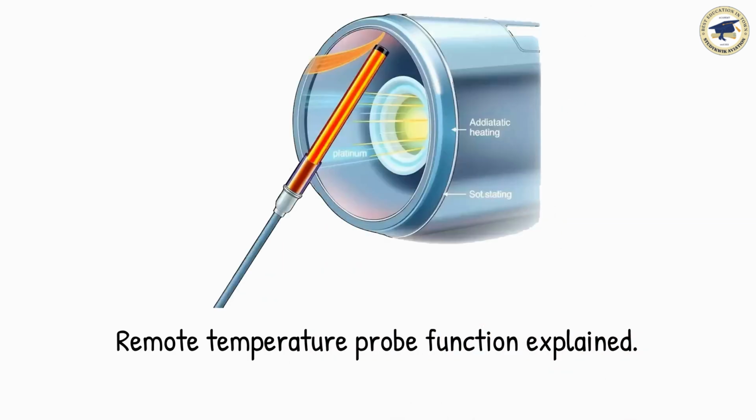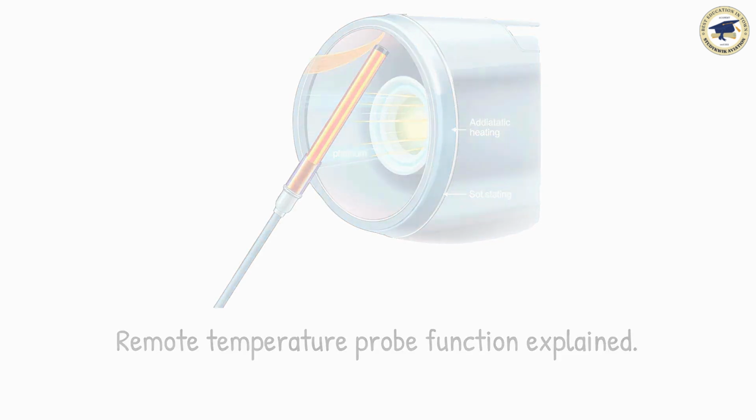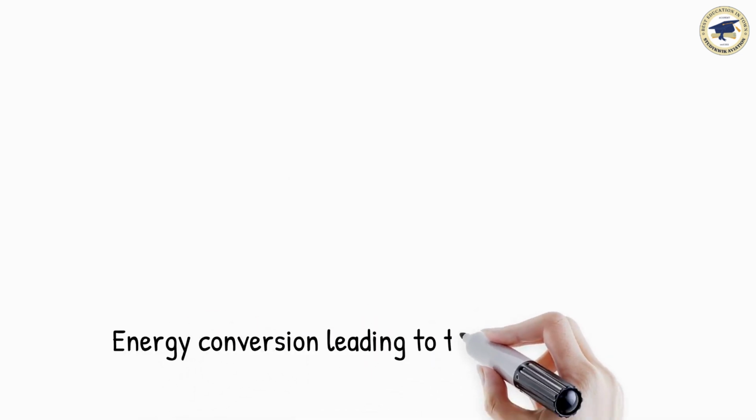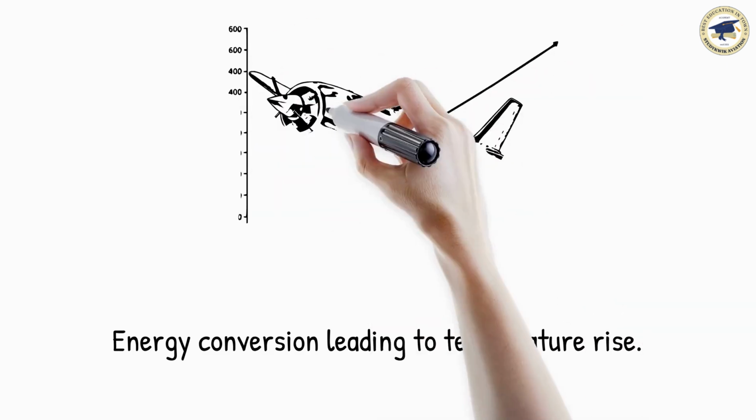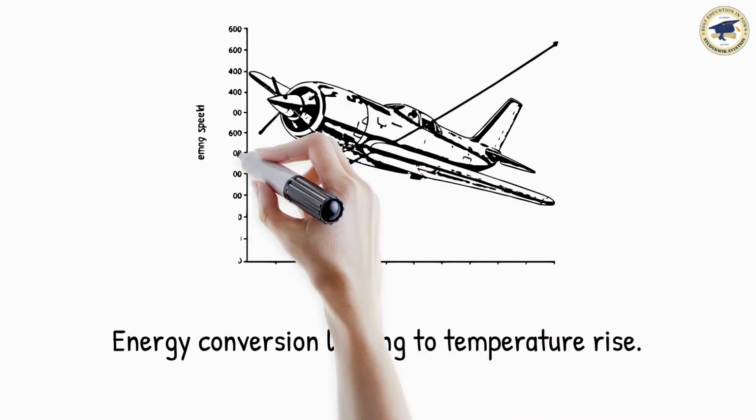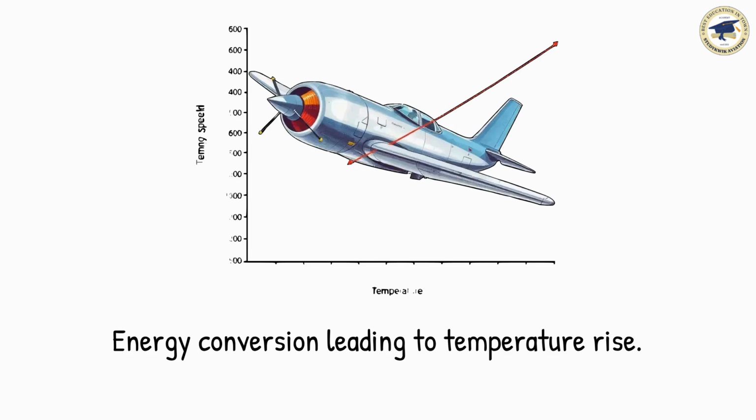In the remote reading temperature probe, outside airflow, which may be several 100 knots, is rapidly brought to rest inside the platinum measurement chamber. The energy of the moving air is released as a temperature rise. This is adiabatic heating. Now, let's show these combined effects on a graph. Y-axis equals temperature, x-axis equals aircraft speed.